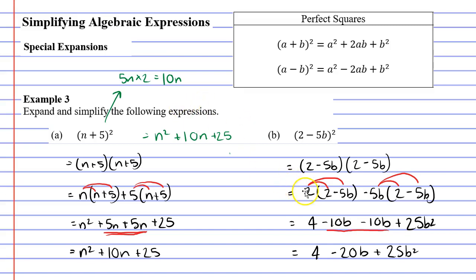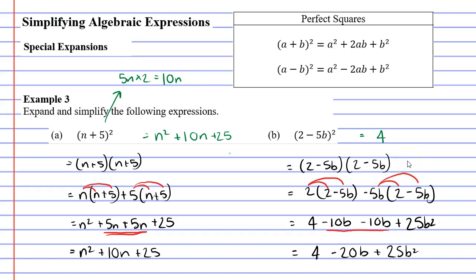Okay, so let's expand this again using the shortcut. So I'll do it in green. The exact same steps as I did in question A. I square the first term inside the bracket. So I square the 2. 2 squared is 4. And now I'm going to square the second term. Now when you think about it, the second term's not really 5b. We've got to treat it as negative 5b.